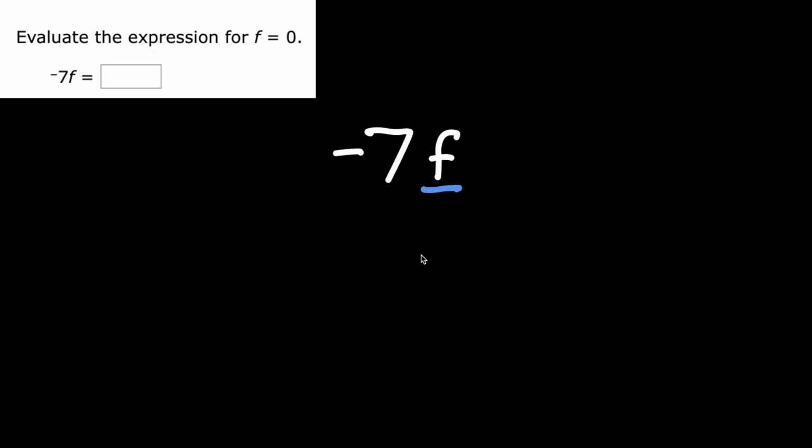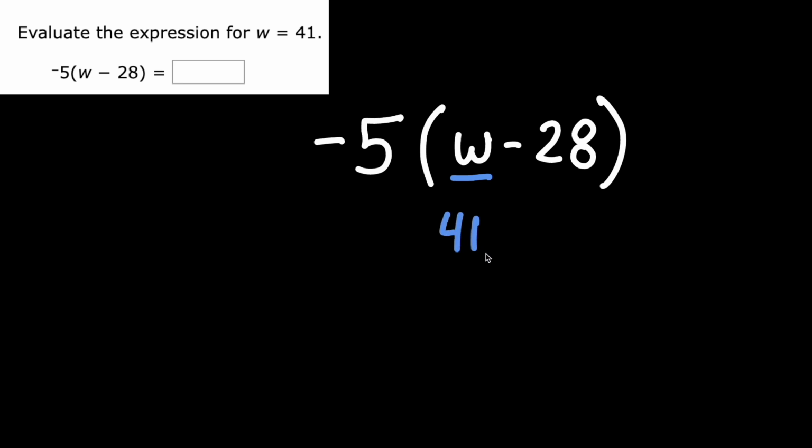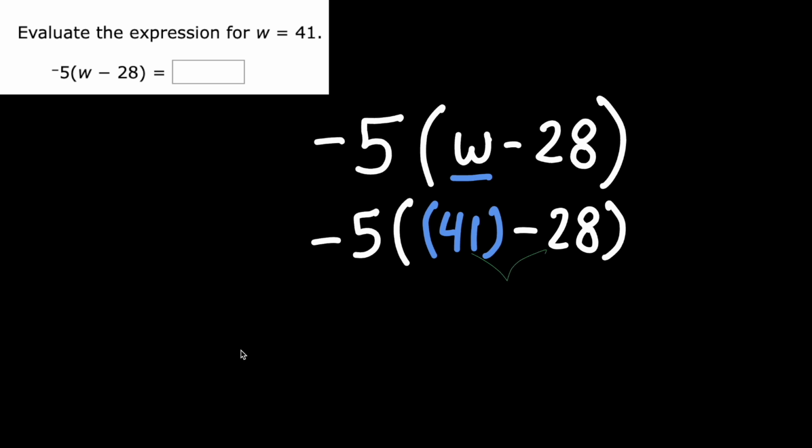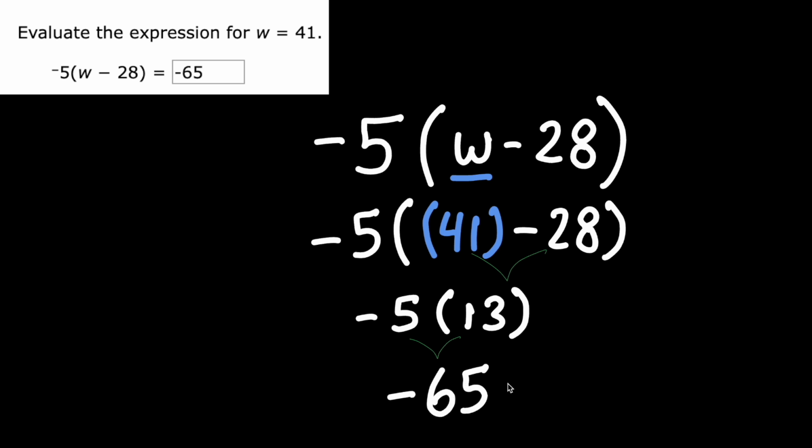Next we have to substitute 0 for f, which just leaves us with -7 times 0, which is 0. Next we have to substitute 41 for w. Since we have to start with the parentheses first, we start with 41 minus 28 to get 13. Then we can multiply -5 times 13 to get -65.